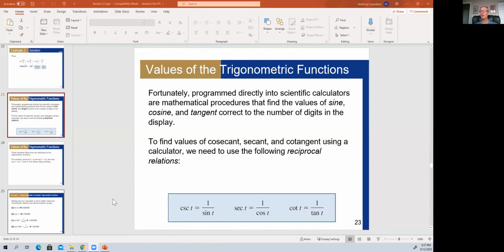It's always good review. Remember, there's only 3 of the trig functions on your calculator: sine, cosine, and tangent. You also have to make sure that you set it up in such a way that when you plug in radians or you plug in degrees, make sure your calculator is set up. But if you need cosecant, secant, or cotangent, you can't use your calculator directly.